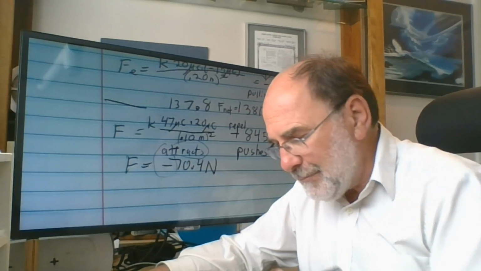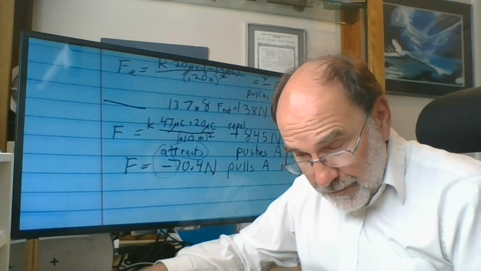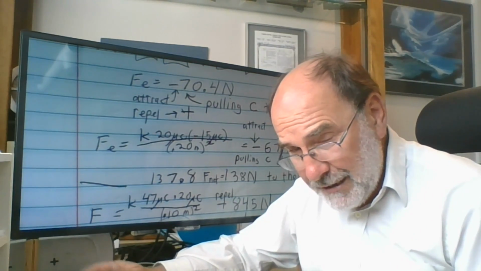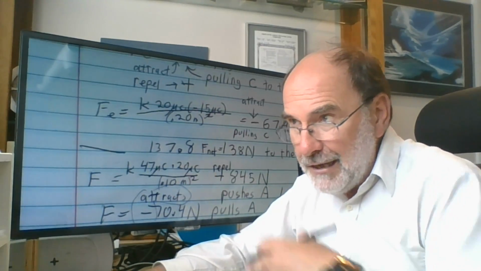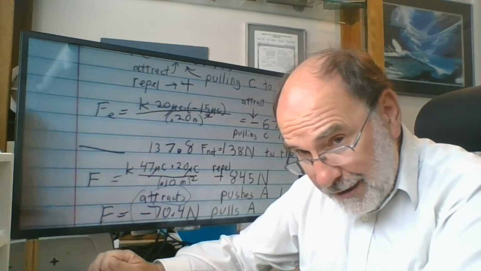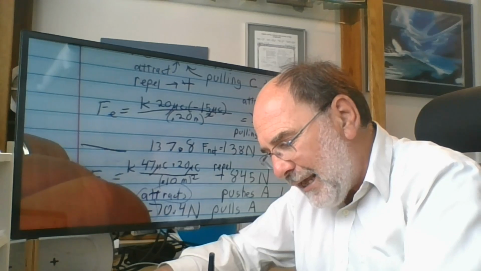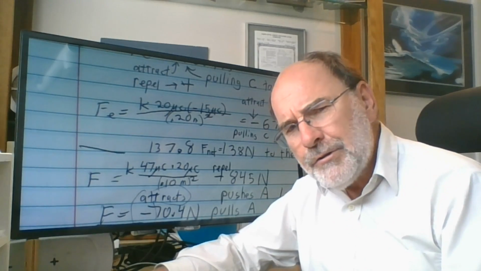Okay, but what I really care about is that means it pulls A to the right, because from the point of view of point A, C is to the right of A, and C is pulling on A. So this negative 70.4 newtons isn't negative meaning to the left. It means attracting to the right. And now when I calculate the net force on A caused by these two charges, you better be thinking, or draw an arrow.